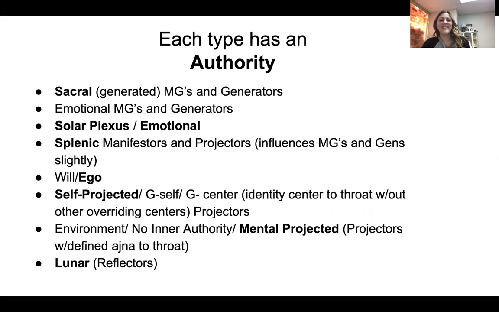Yeah. And so, I know the self-projected. So then the projector, I know this because I told Amanda this the other day, the self-projected projectors only make up 2% of the population. And so they get their authority that comes from the G self or the G center. It's the identity center to the throat. And so they need to basically talk out what they're trying to understand and get it outside of themselves so they can get clarity.